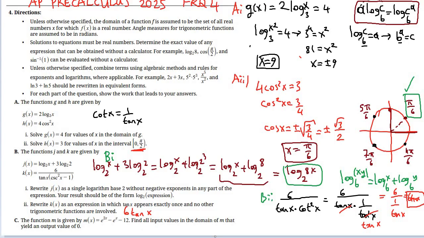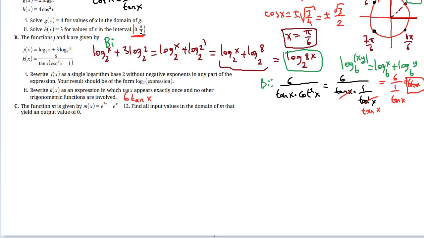Alright, let's go to the last part. In the last part of the problem, we are given m of x as e to the 2x minus e to the x minus 12. Find all input values in the domain of m that yield an output value equal to 0. So we're going to set this function equal to 0 and solve for x. e to the 2x minus e to the x minus 12 equal to 0. Here, let's call e to the x as w.